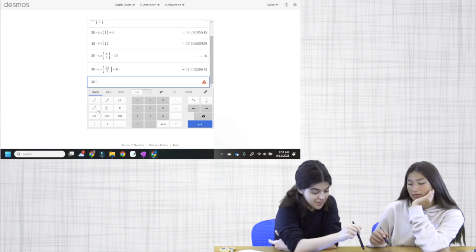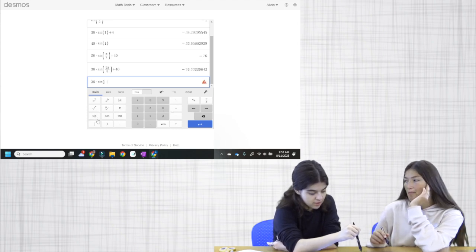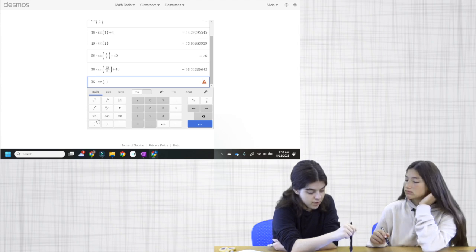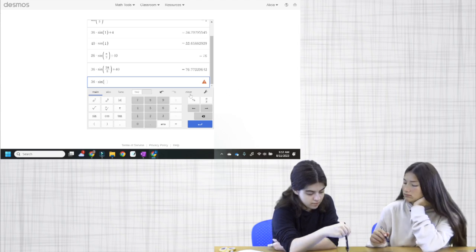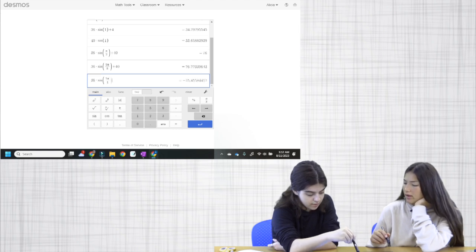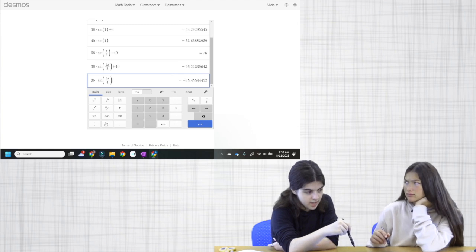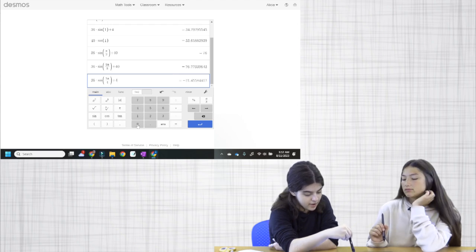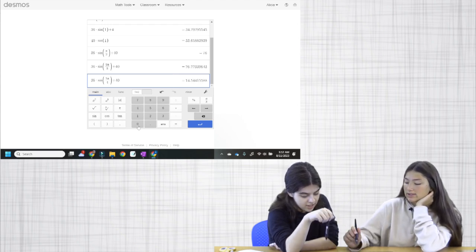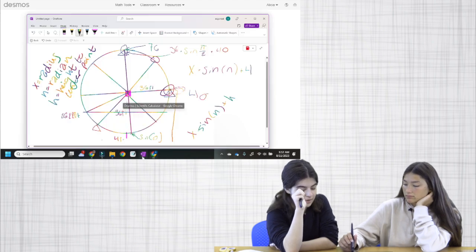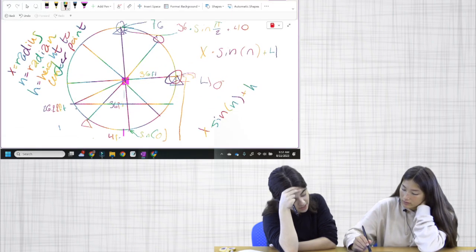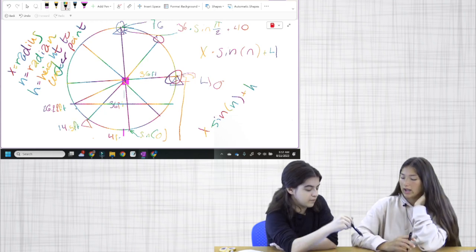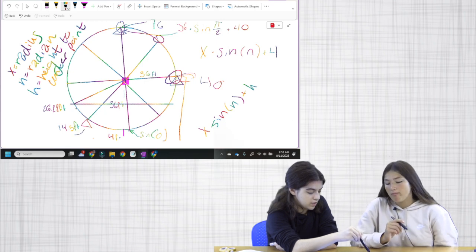36 times, so we said it was sine of 5 pi over 4, right? Yeah, it is, because it's 5 pi over 4 plus 40. That's 14.5, and that makes sense too. Okay, 14.5 feet for this one. And for this one.